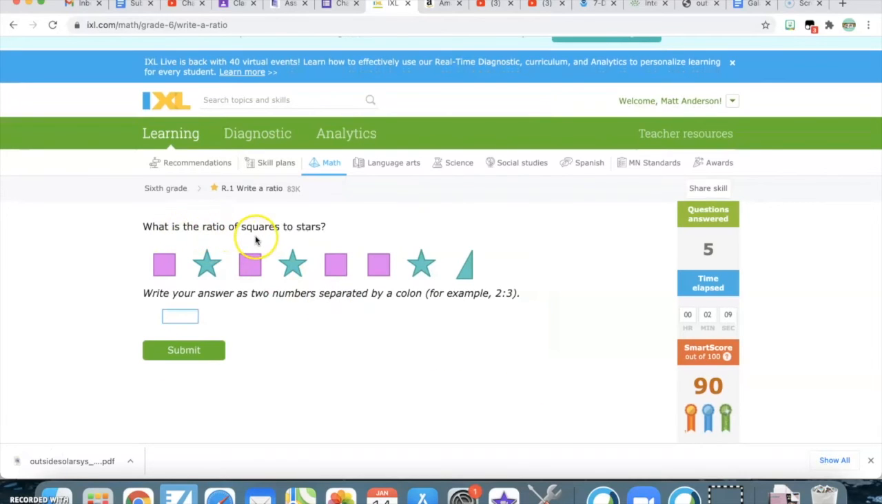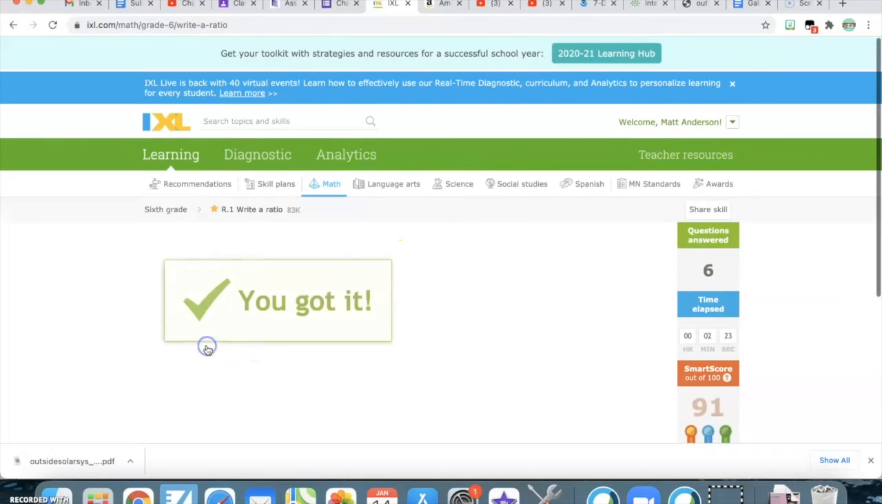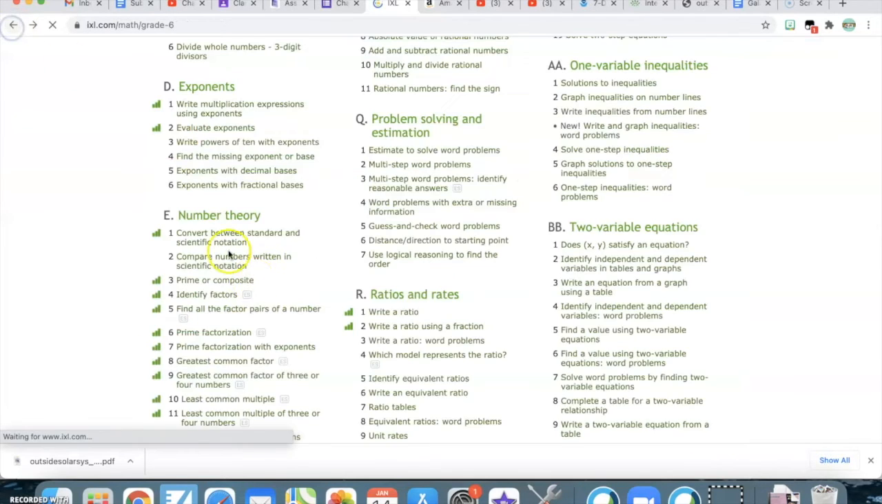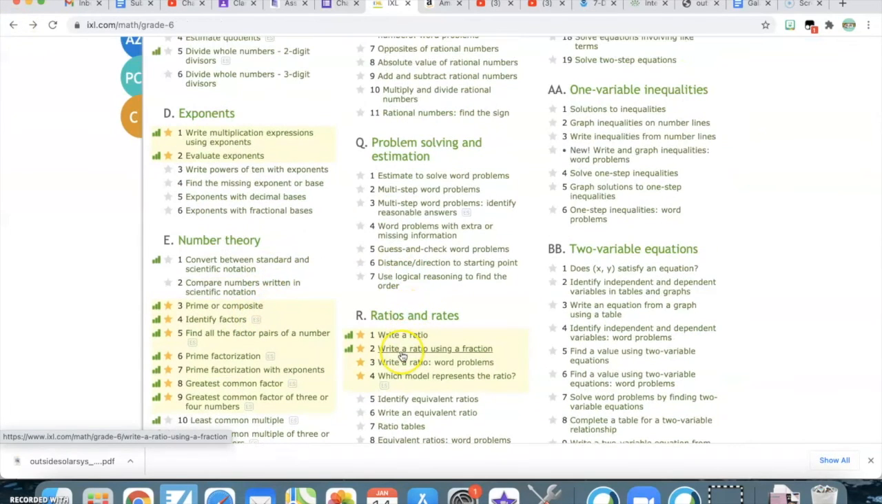What's the ratio of squares to stars? Okay, so you just count the squares, 1, 2, 3, 4, and stars, 1, 2, 3. Don't have to worry about that triangle. It's not asking about it. Boom. Okay, the next IXL.